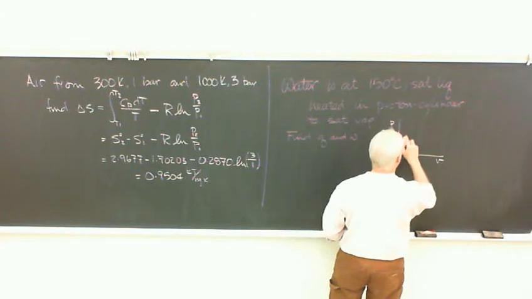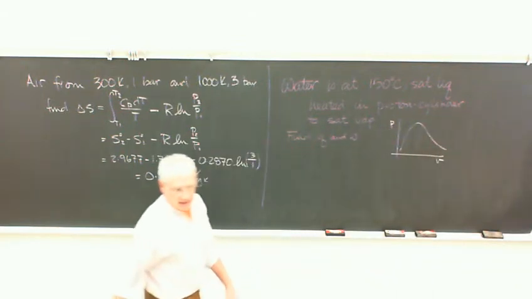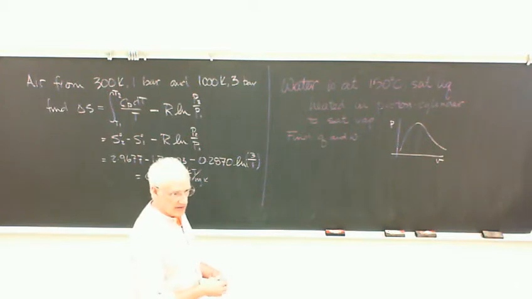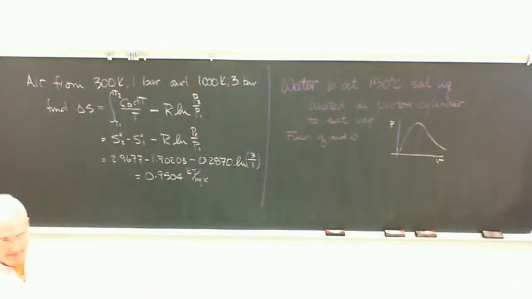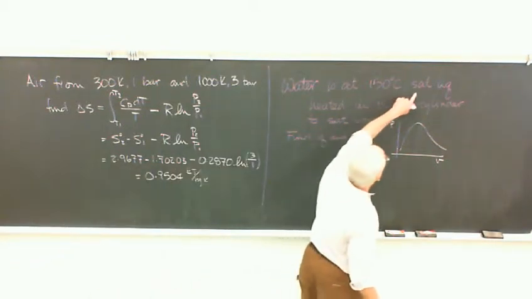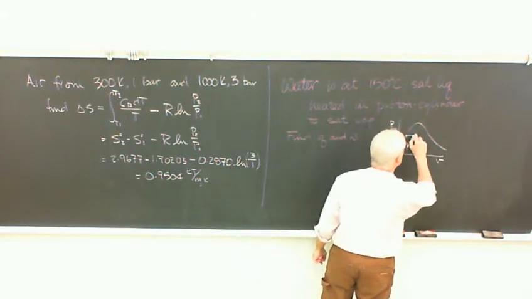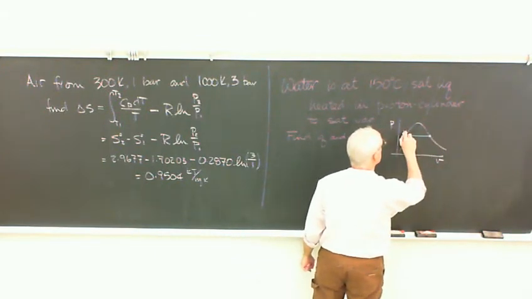You can draw the process. What would this process look like on a PV diagram? That's a constant pressure process from saturated liquid to saturated vapor. So we're just going to go right across the dome.